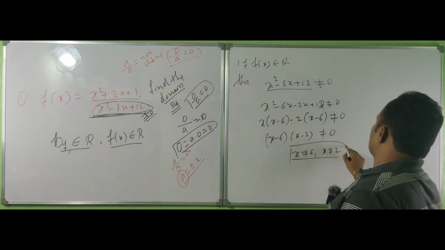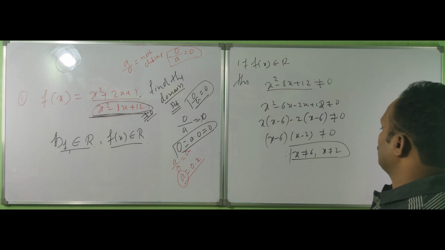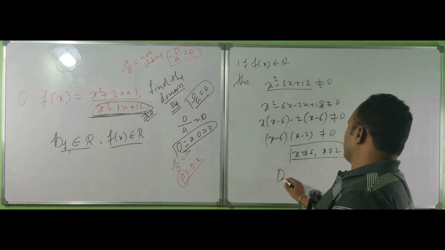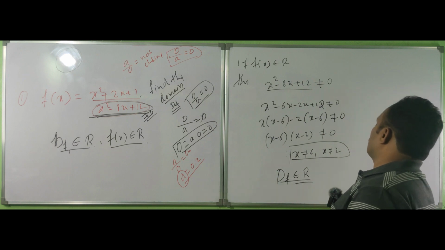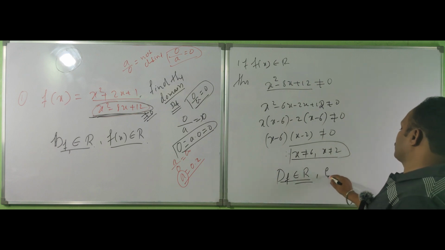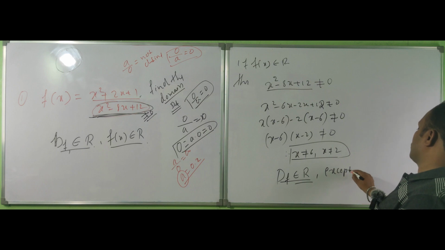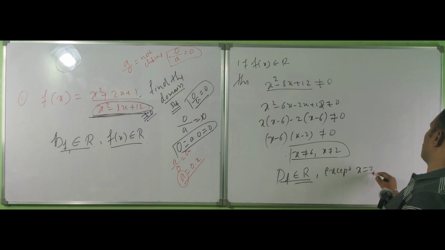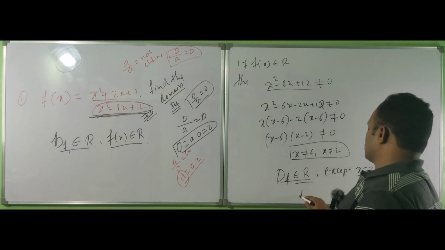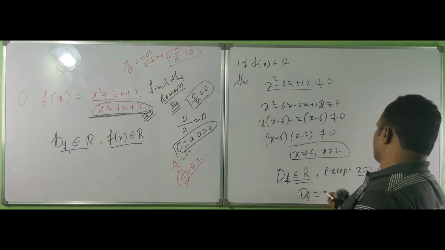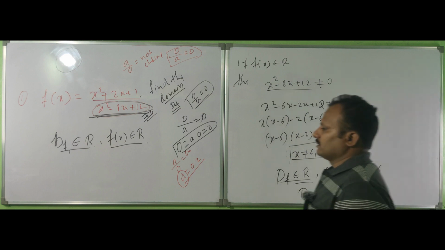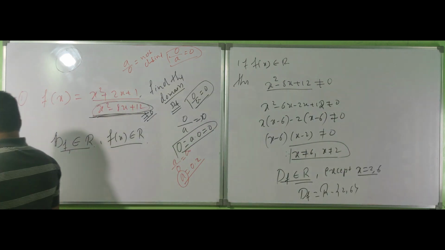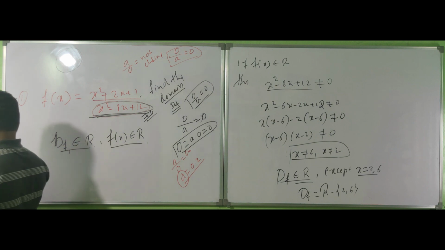So the domain D of f belongs to R except x equal to 2 and 6. How do we write it? D of f is equal to R minus the set of 2 and 6. Yes, sir, then you are right.